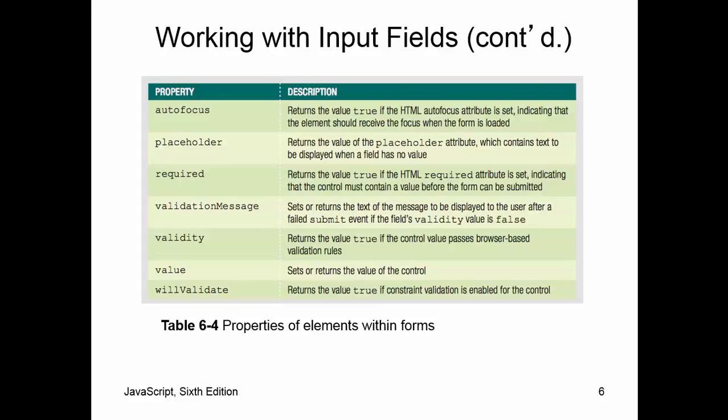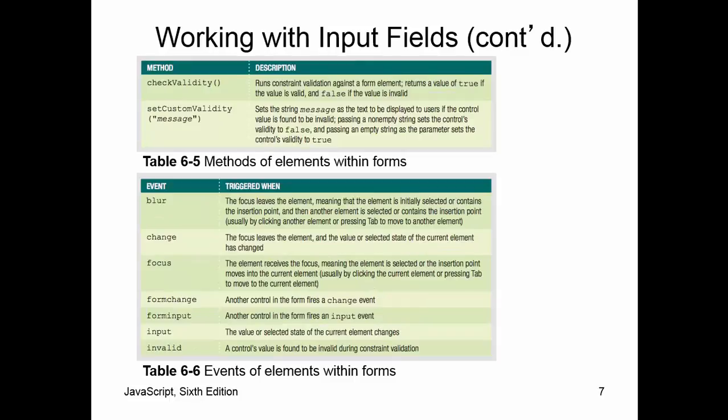Validation message, which sets or returns the text of a message to display after a failed submit. Validity, which returns true if the control passes browser-based validation rules. Value, which sets or gets the value of a control. And willValidate, which returns true, as it says, if constraint validation is enabled for the control.